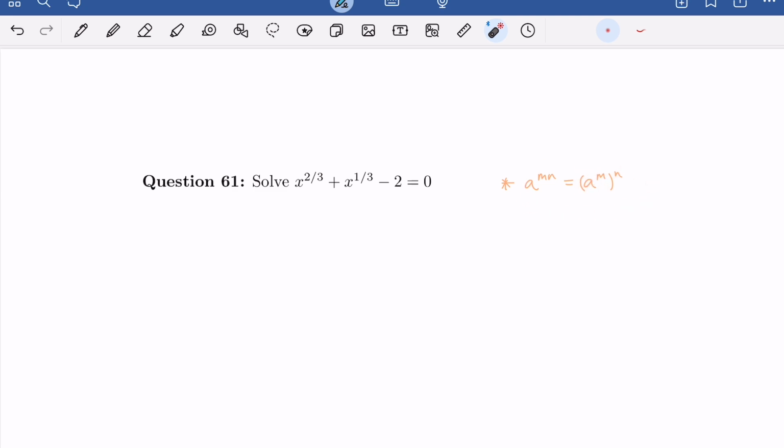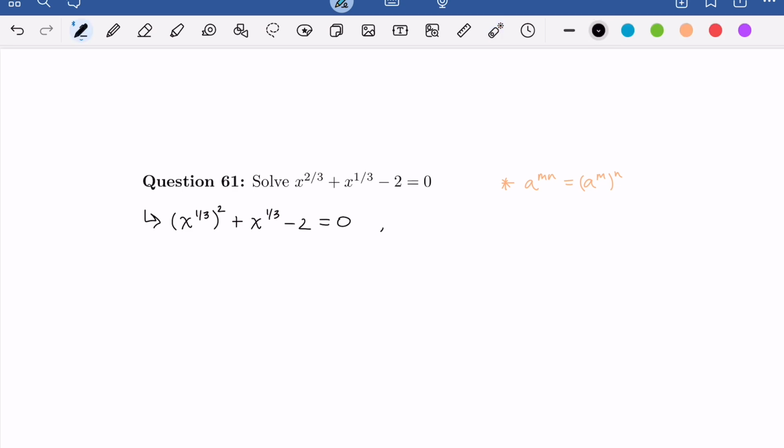So we're going to use this to rewrite this guy here. Notice we have x to the 2/3 power. Well, this is going to be the same thing as x to the 1/3 power squared. And then we also have just x to the 1/3 minus 2 is equal to 0. Now the reason why I'm leaving this second term, this x to the 1/3, as is, is because notice we have two x to the 1/3 terms now.